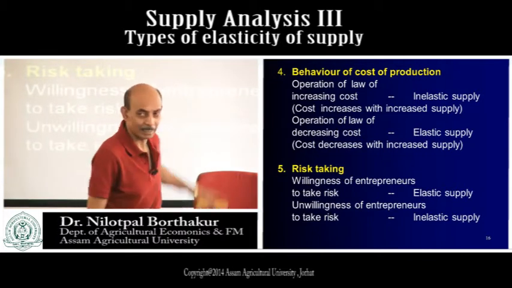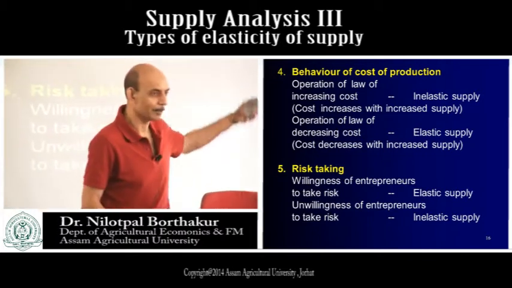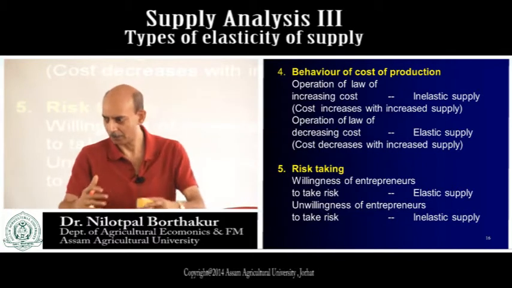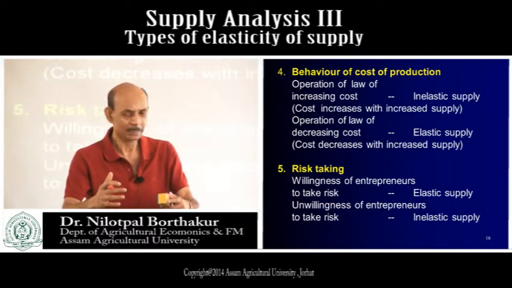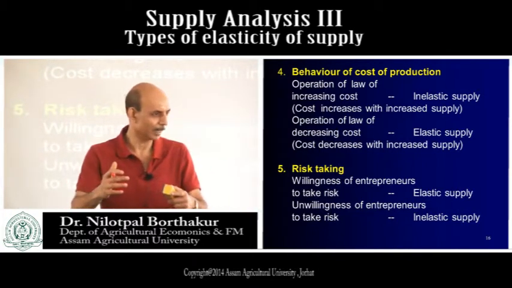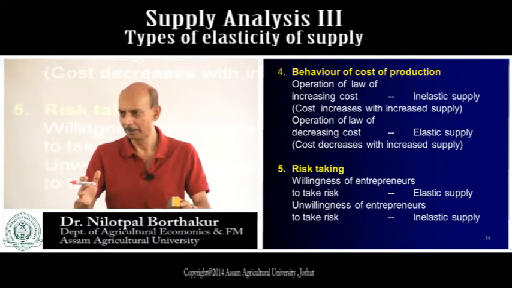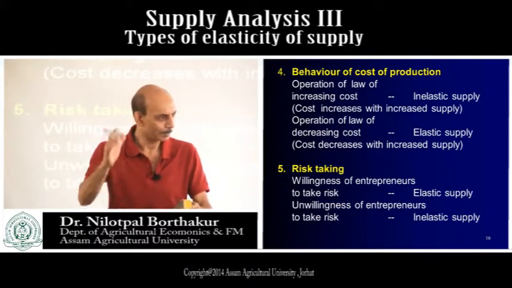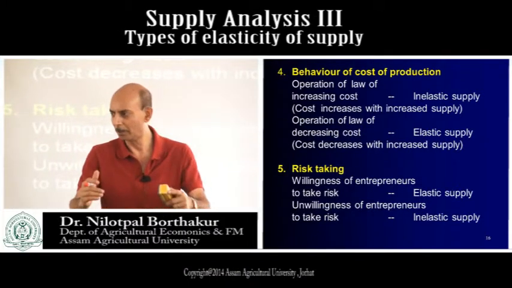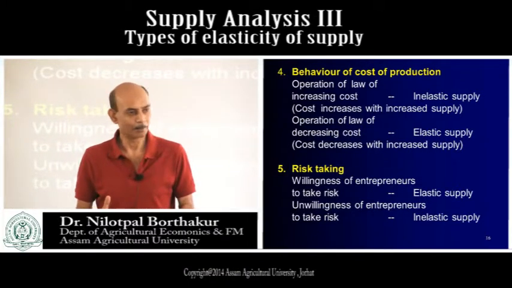In that case, it will be elastic supply, because if the price of bread goes up, the sellers will produce more and more breads. Initially, suppose he produced 600 breads, that gives him a profit. If the price of bread goes up, he will produce more breads.